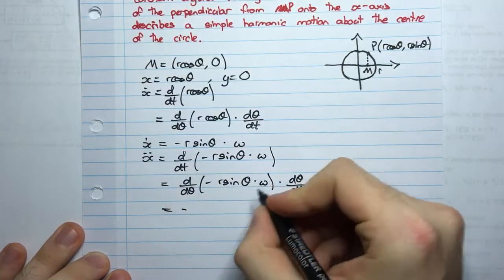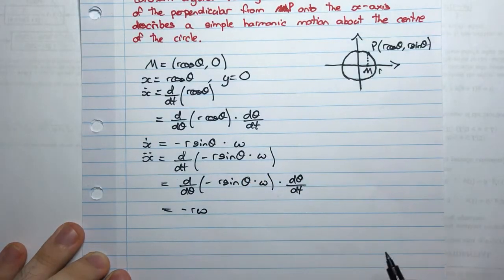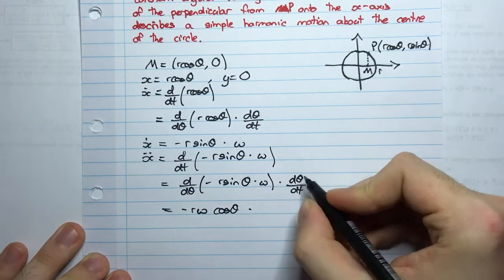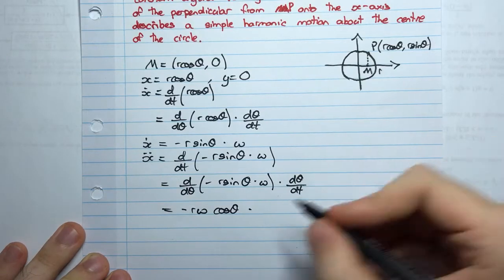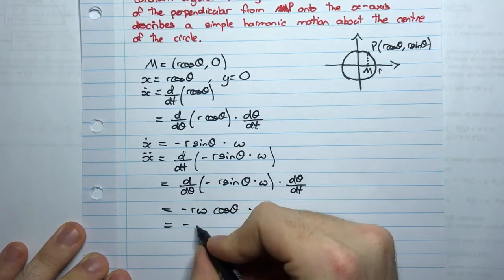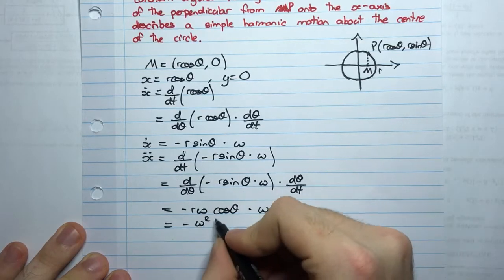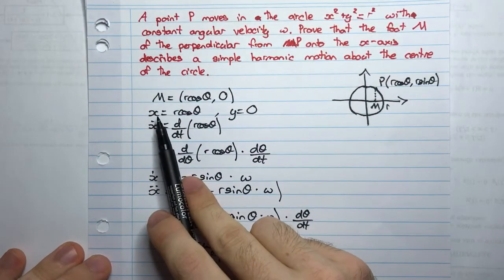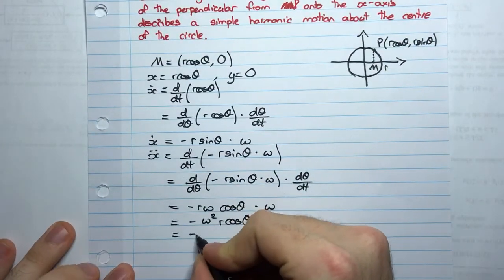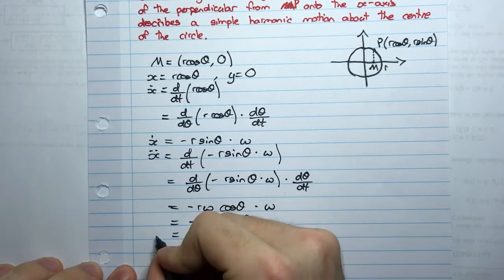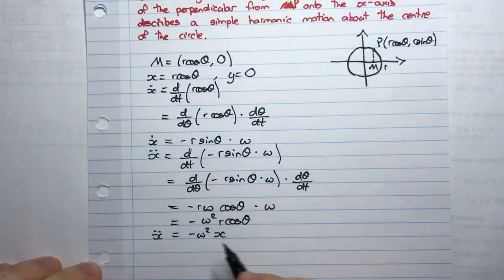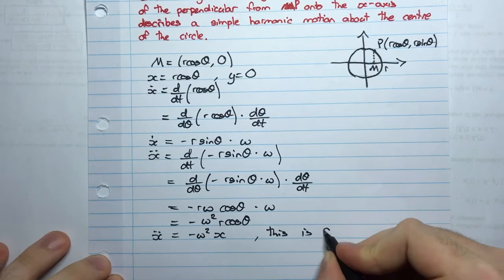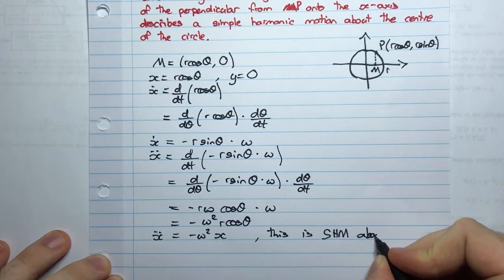So if I take out the minus r omega, because all those are constant, I'm left with differentiating sine theta with respect to theta, which is of course cos theta, multiplied by d theta on dt, which is omega. So I have minus omega squared from here, and then I have r cos theta. But what's r cos theta? That's precisely x. That's my x coordinate. So I have minus omega squared x. So x double dot is equal to minus omega squared x. And this is simple harmonic motion. This is simple harmonic motion about the origin.